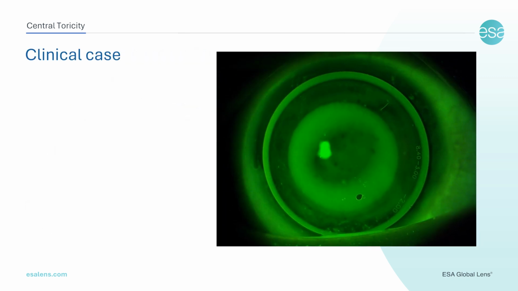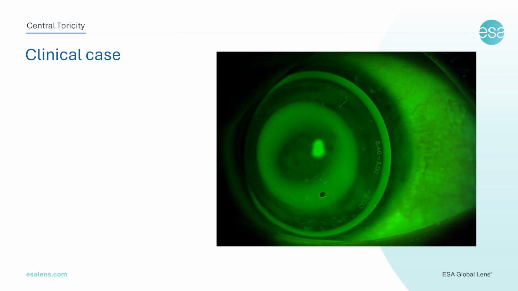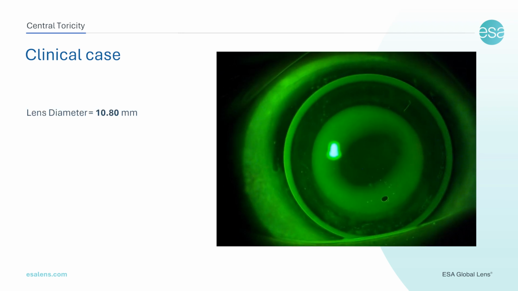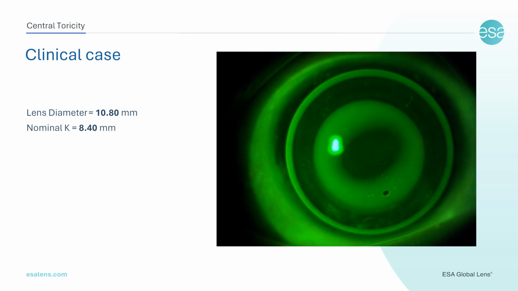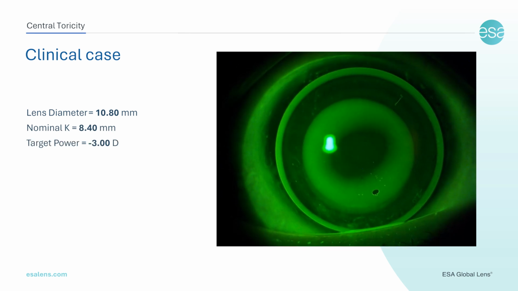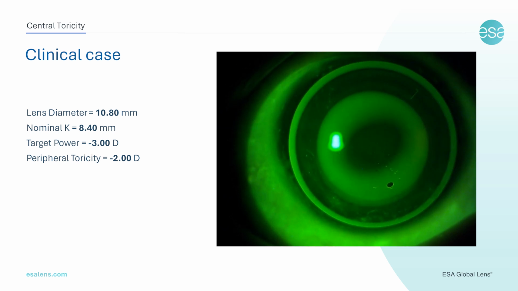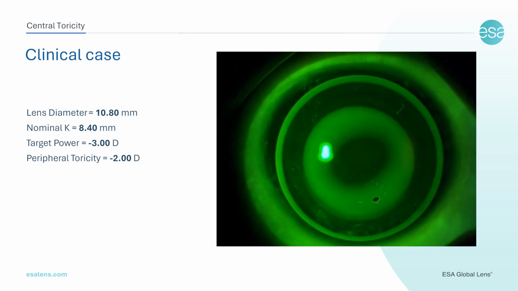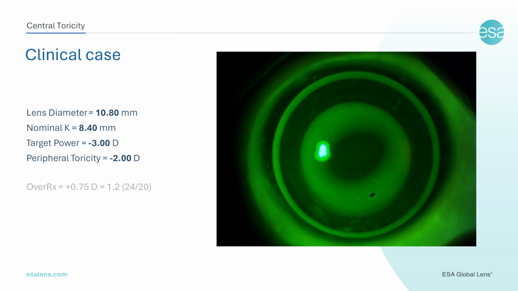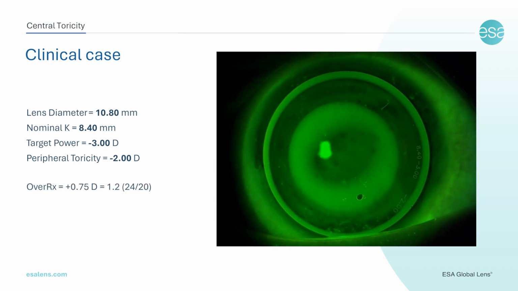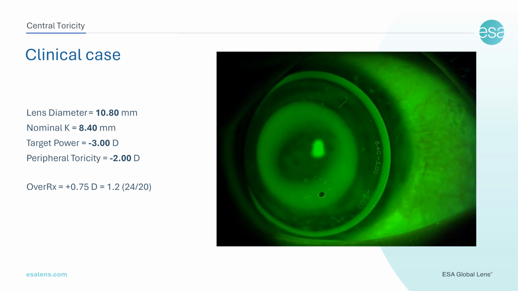In this clinical example, the patient was fitted with a peritoric lens featuring the following parameters: overall diameter of 10.8 mm, a nominal K of 8.4 mm, a target power of -3 diopters, and a peripheral toricity of -2 diopters. Upon follow-up, the over-refraction was measured at plus 3/4 of a diopter, which is the expected result, indicating that no internal astigmatism is present.